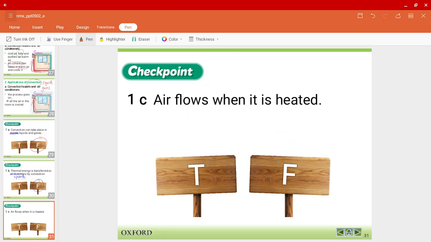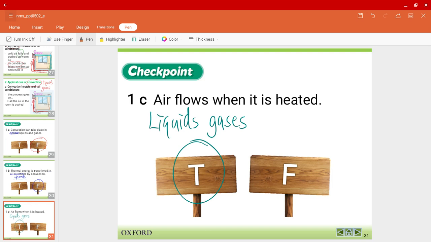And finally, question C. Air flows when it is heated. Is that true? Yes. As I've shown you in the first slide, both liquids and gases are able to flow.